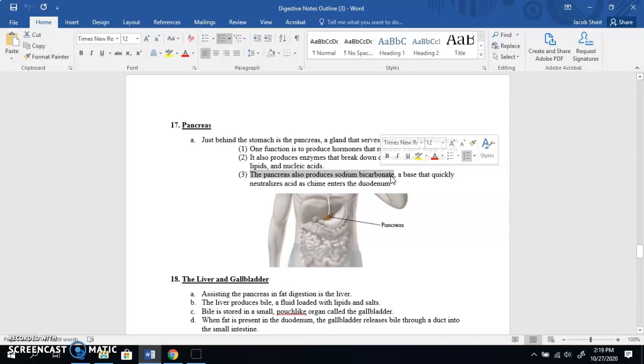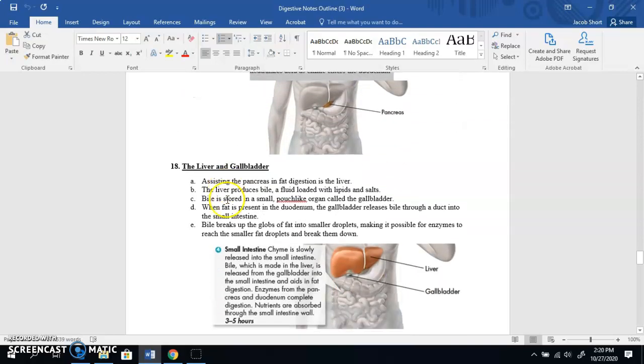Sodium bicarbonate is just baking soda. Okay, and it's a base, it neutralizes the acid, and it makes it so that these digestive enzymes aren't broken down inside the small intestine. Okay, so those are the three functions of the pancreas, two of which directly relate to digestive functions.